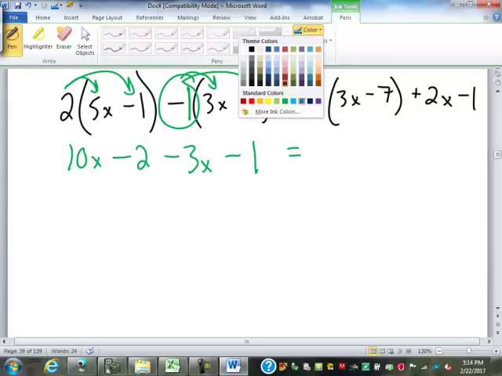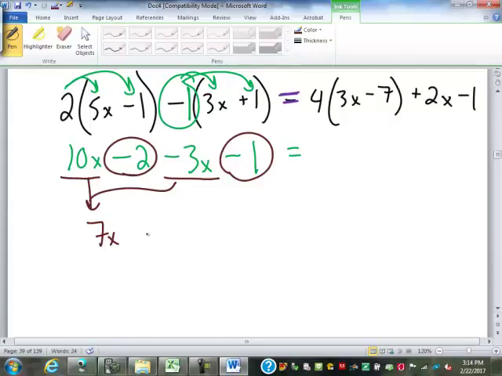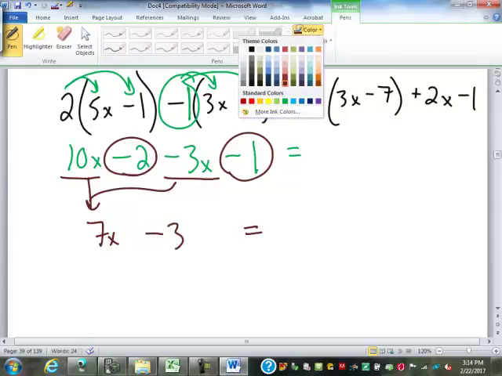Now, what can we still combine on the left side? Stick with me, guys. Just got a few minutes longer. 10x and negative 3x make 7x. Negative 2 and negative 1? Negative 3. Very good. So 7x minus 3.